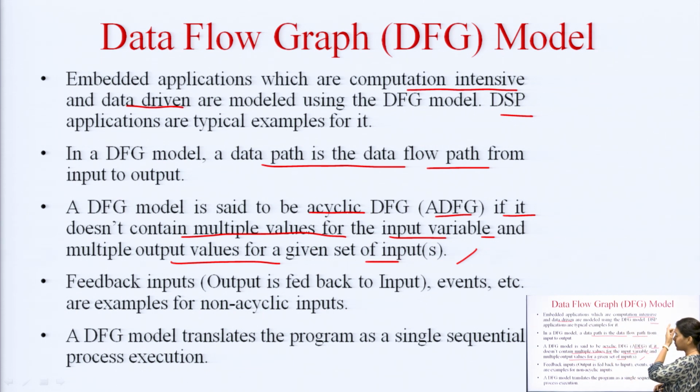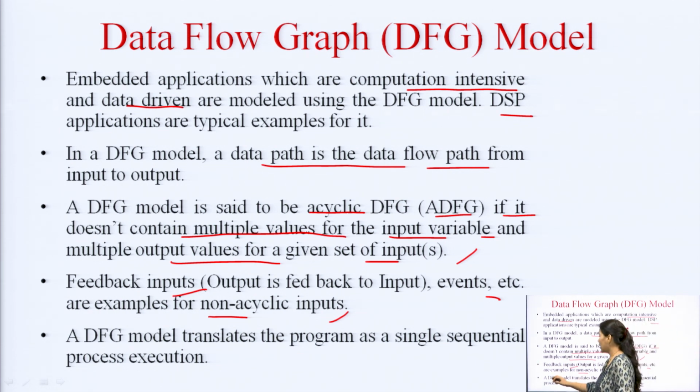So, the feedback inputs, events, etc., are the examples for non-acyclic inputs. So, the graphs where there is feedback present in the process are known as cyclic graphs, or we can say non-acyclic. A DFG model translates the program as a single sequential process execution.